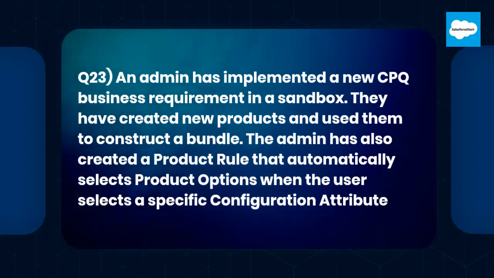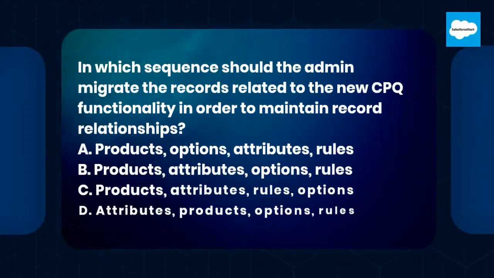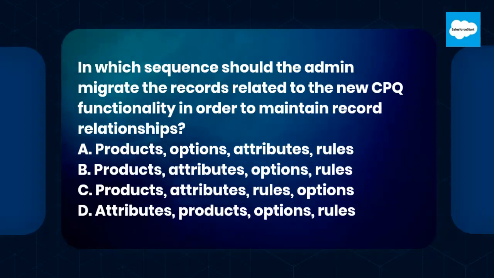Q23. An admin has implemented a new CPQ business requirement in a sandbox. They have created new products and used them to construct a bundle. The admin has also created a product rule that automatically selects product options when the user selects a specific configuration attribute. In which sequence should the admin migrate the records related to the new CPQ functionality in order to maintain record relationships?